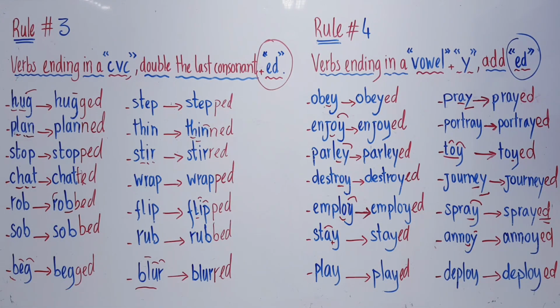Spray. A is a vowel, Y followed by a vowel. So there is no change besides adding ed, so we have sprayed, okay? Annoyed, O, Y is not consonant and Y. O is a vowel and Y, so we just add ed at the end. Deploy, we have got deployed, okay? So these are all the uses of the participle spelling rule.